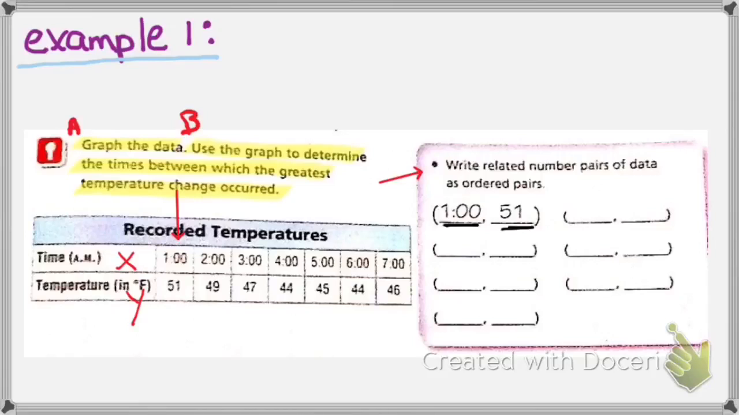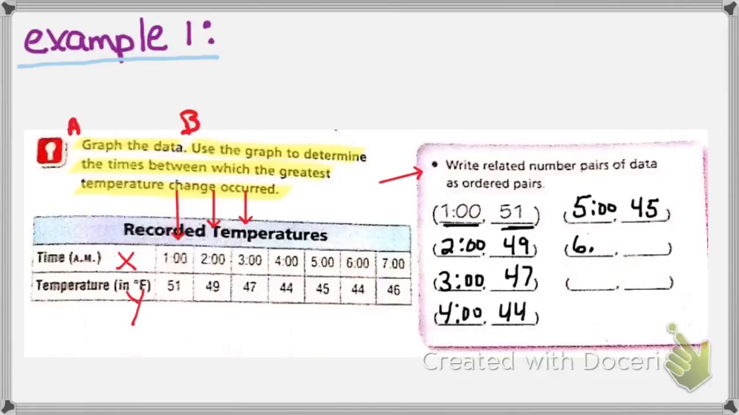In an ordered pair, the x-axis goes first, the y-axis goes second. Again, remember X, Y, Z. So at 2 o'clock, it's 49 degrees. So I write down 2 o'clock, 49. That's my ordered pair. At 3 o'clock, it's 47 degrees. I write down 3 o'clock, 47. And so on and so forth. I go ahead and continue to write all of them down as my ordered pairs, all the way straight through to 7 o'clock and 46 degrees.